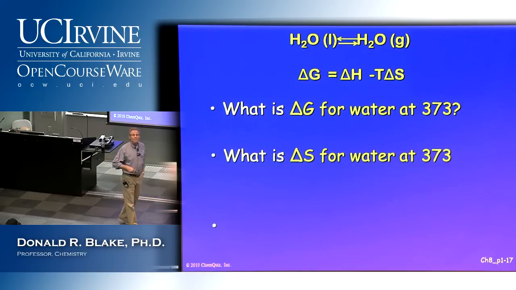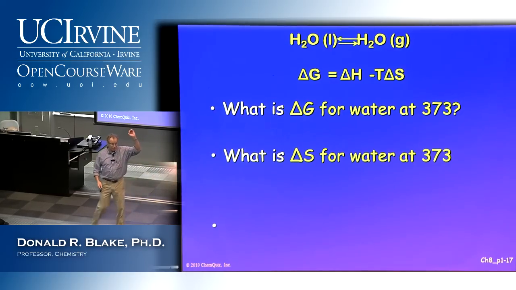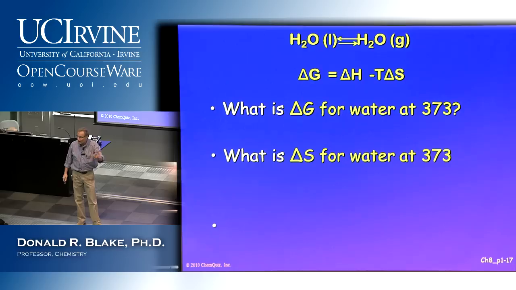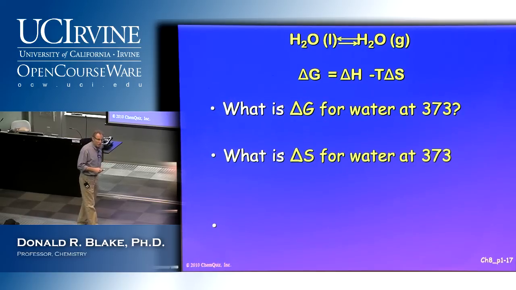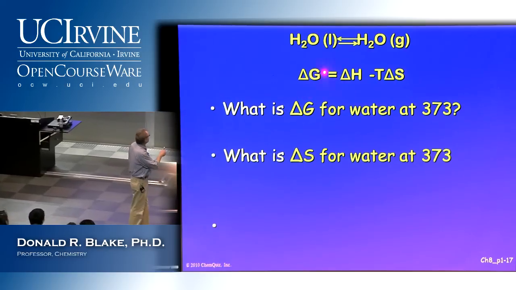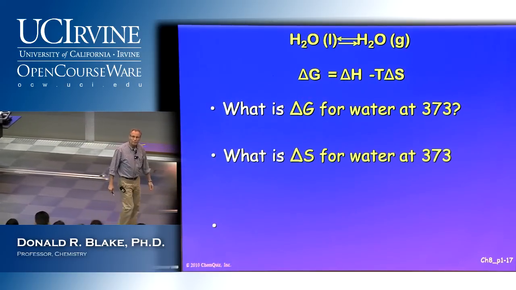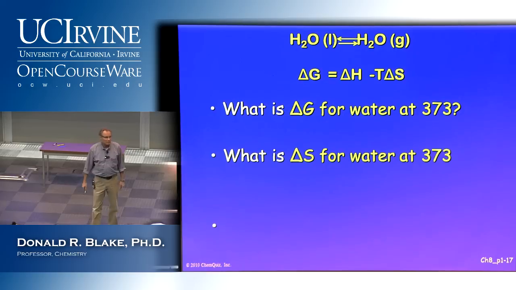So we don't have to figure out delta G because we know delta G. Delta G is equal to zero because you're at equilibrium between the liquid and gas, or the liquid and solid. Anytime you're at 0 degrees Celsius with water, or 100 degrees Celsius with water, this is equal to zero. So folks, look at this equation. What if this is equal to zero? How are we going to figure out what delta S is?